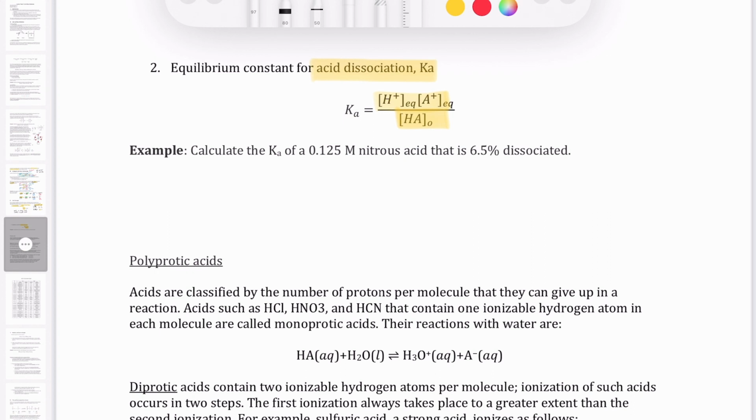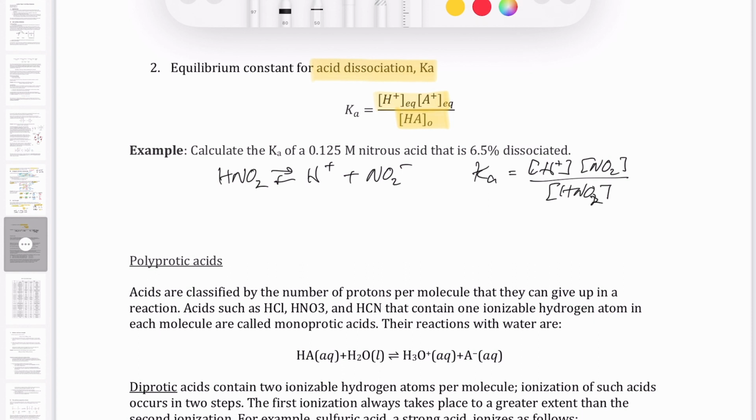Here's an example. It's asking us to calculate the Ka of nitrous acid that is 6.5% dissociated. We know the formula of nitrous acid is HNO2, so we can write its dissociation equation. The Ka should then be the concentration of H plus times NO2 minus over HNO2, all at equilibrium. The question is getting those equilibrium numbers. We started with some quantity, we were told it's 0.125, then we lose some and make some product, and at the end we have X of these products and 0.125 minus X.